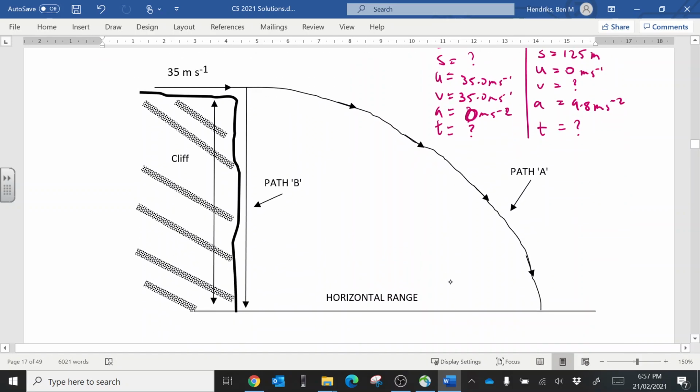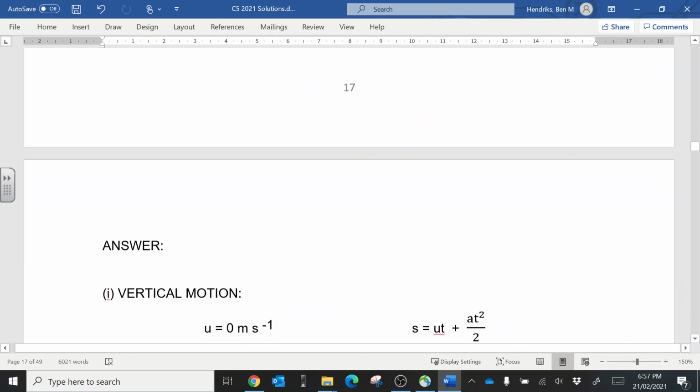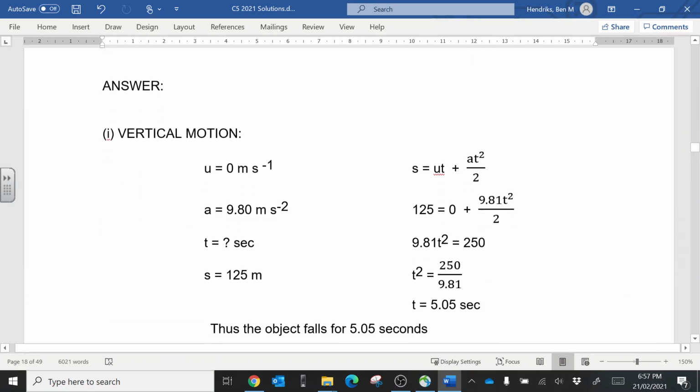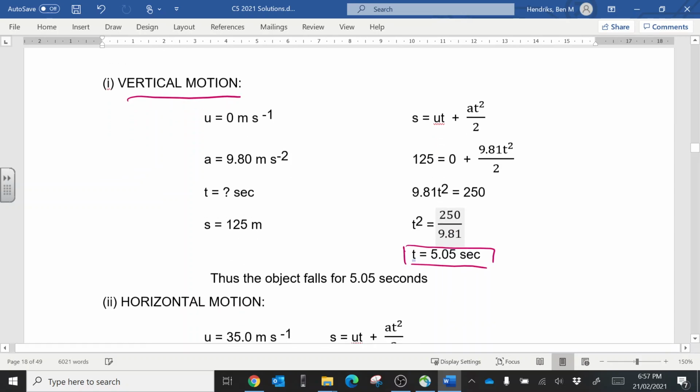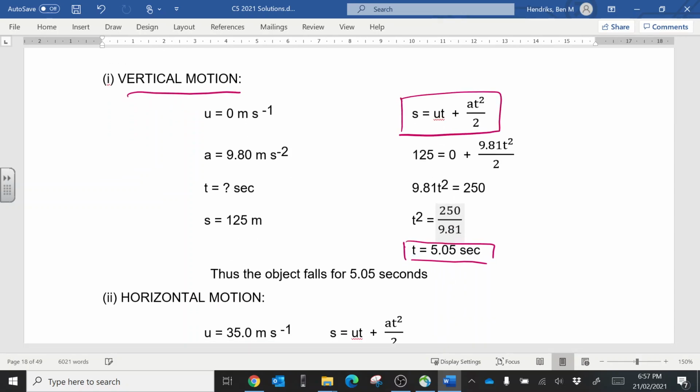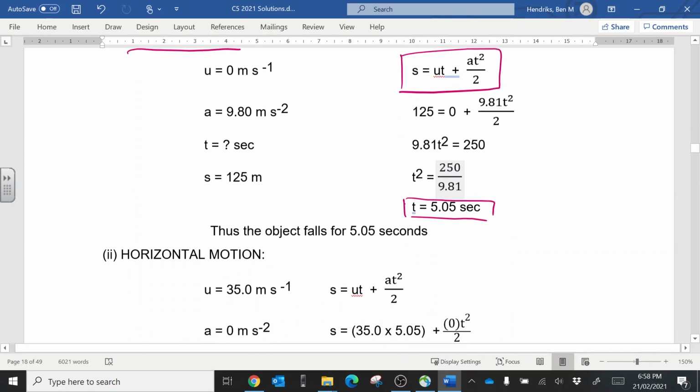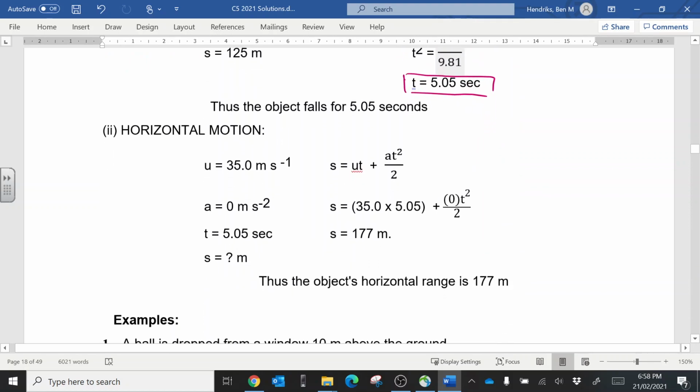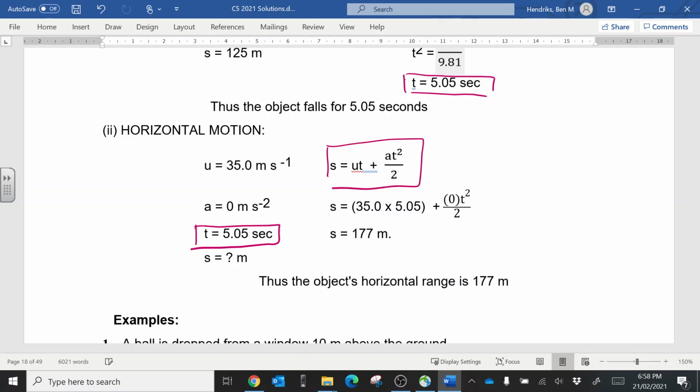And if you follow through then in the answers, they start off with the vertical motion, and they find the time here. Okay, so they use S equals UT plus a half AT squared. And then they find the time. Okay, so then they're able to use the time for the horizontal motion as well. And they use the same formula, S equals UT plus half AT squared, and they find out that the displacement, or the range, is 177 meters.